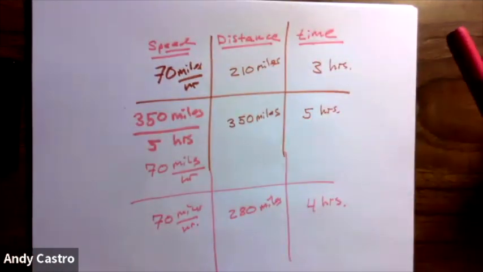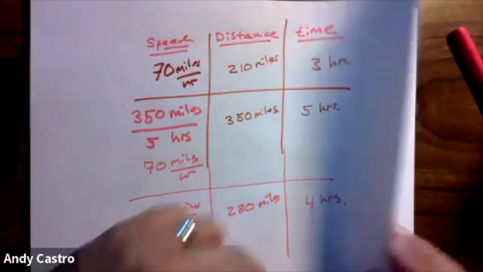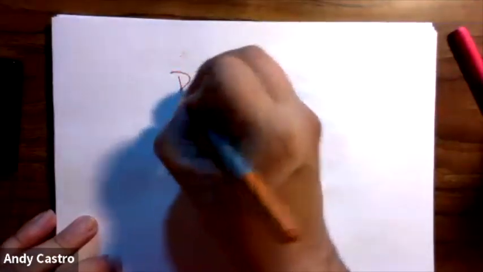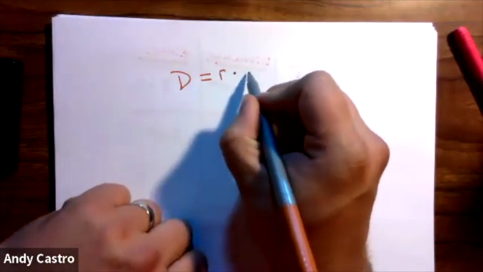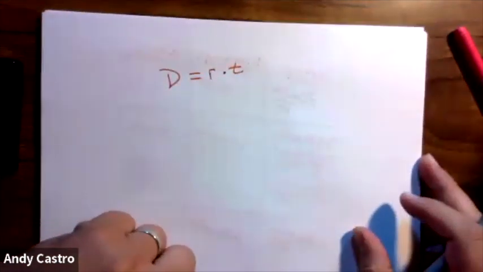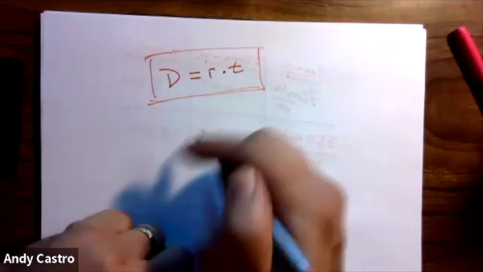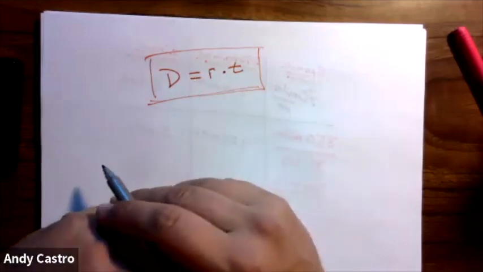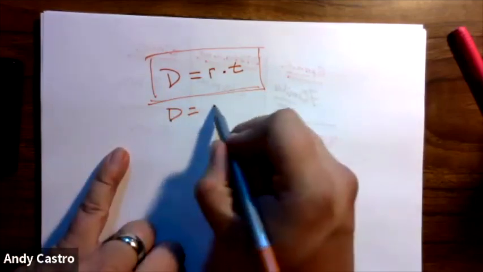And the relationship is distance. The distance someone travels is equal to the rate times time. Or what I often call the dirt equation. Dirt, even though it's an equal sign and not an I, it's close enough. Looks like the word dirt, right? Distance is equal to rate times time.